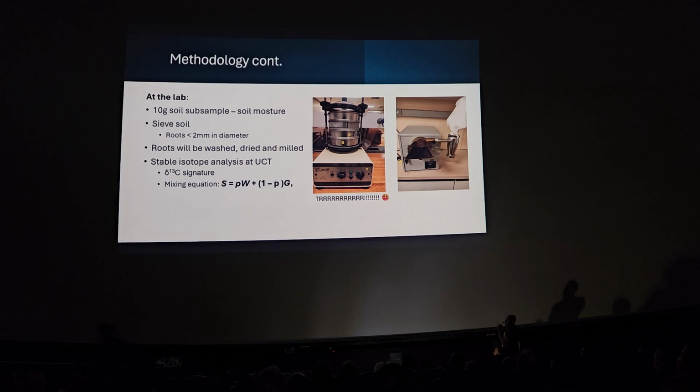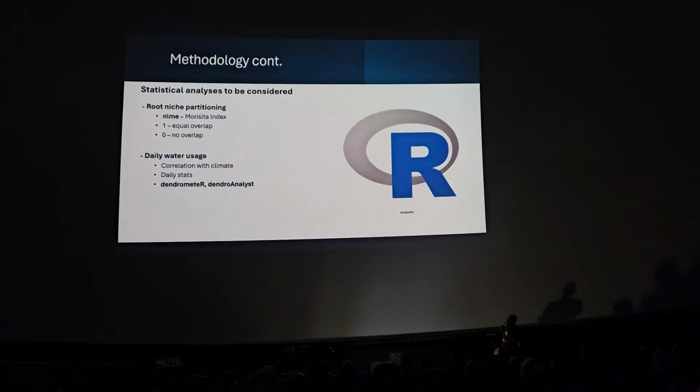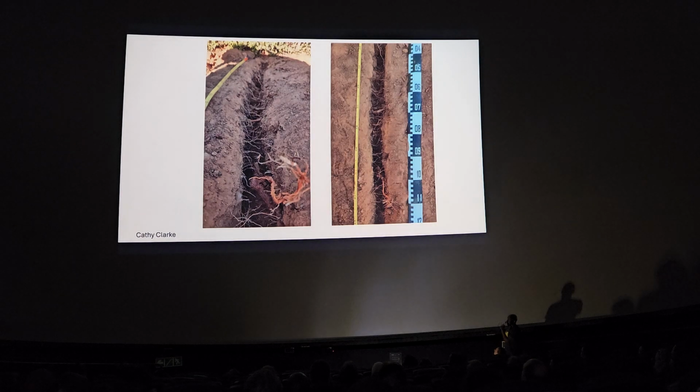Once I'm done processing the roots, I'm going to send them over to UCT for stable isotope analysis, which is actually going to tell us, as we're going down, whether we are picking up basically CAM and then C3. That's just one of the models I'm going to use to see if there's overlap between the roots or not.